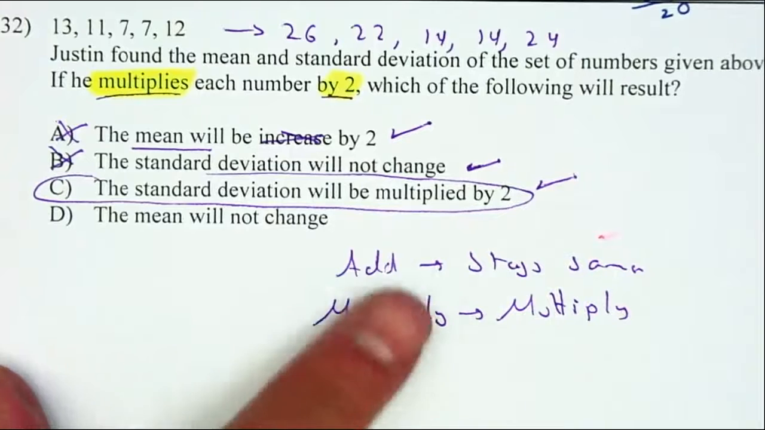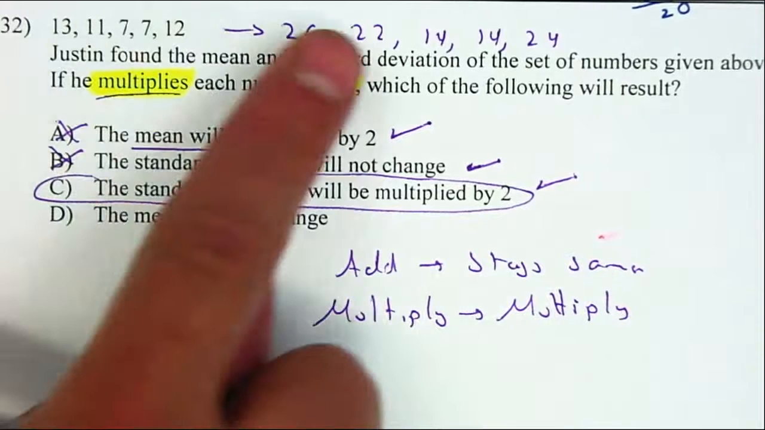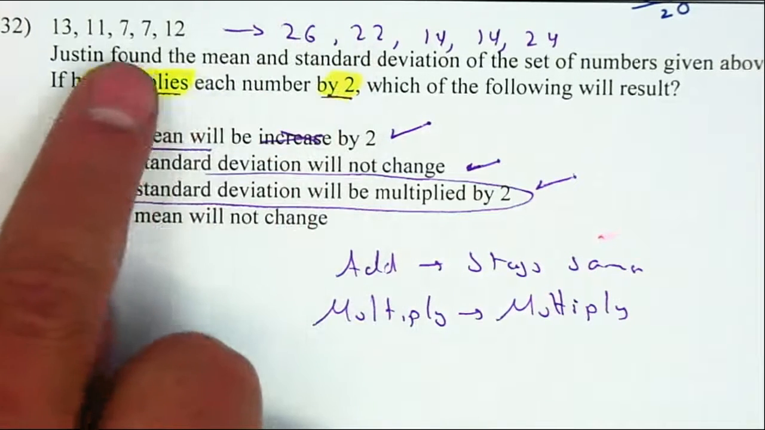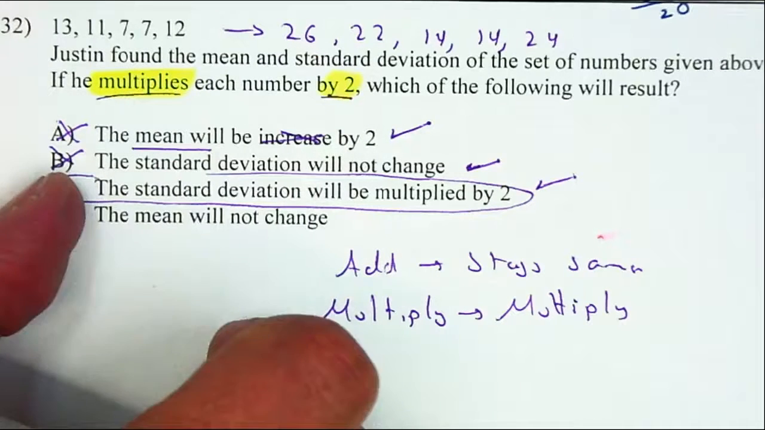So you have to memorize this, or just calculate the mean for each one, calculate the standard deviation for each one, and then compare. Either way will be fine.